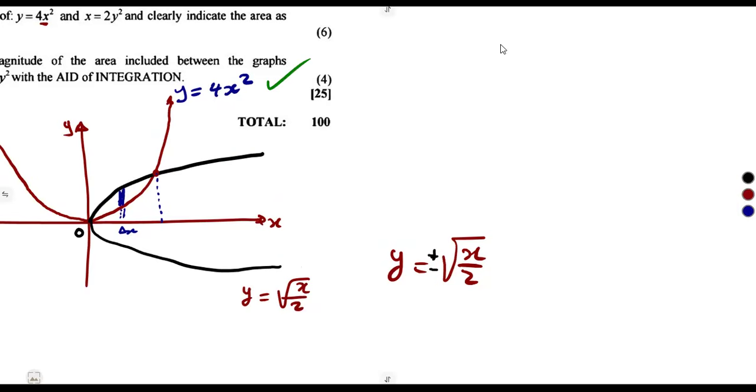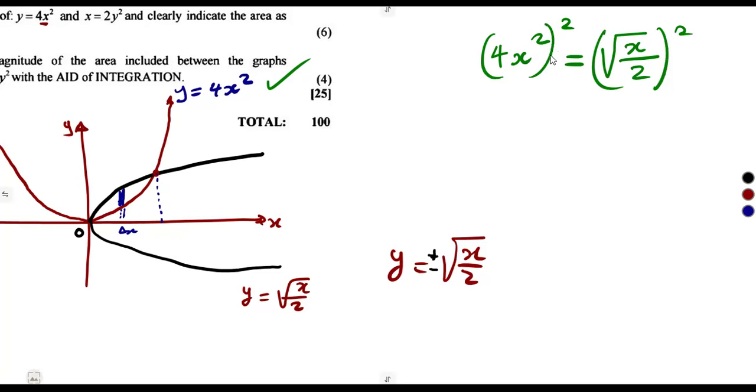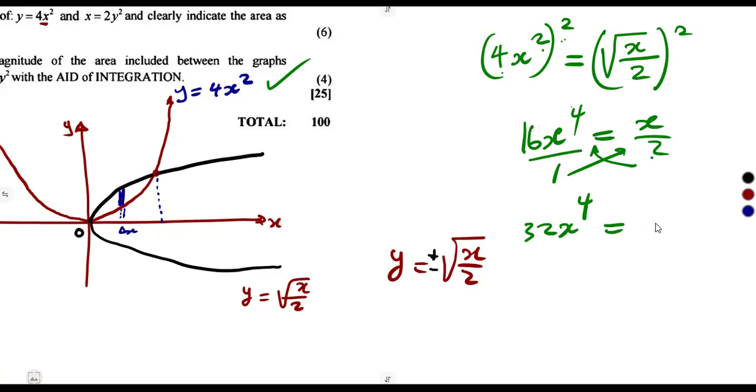This one, y equals 4x squared, is equal to this one, the square root of x over 2. So let's remove the square root. We're going to square both sides. So that's 4 squared, 16x to the exponent of 4, is equal to x over 2. All right, this is the same as over 1. Cross multiply: 2 times this is going to be 32x to the exponent of 4 is equal to x.